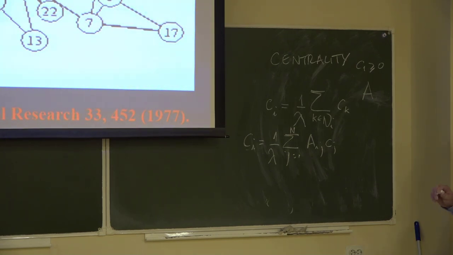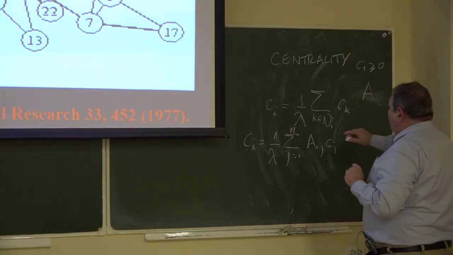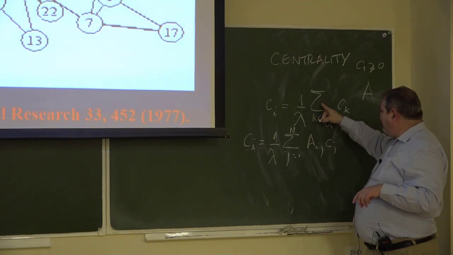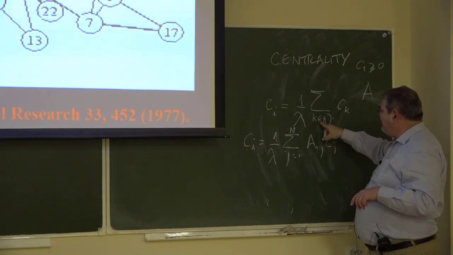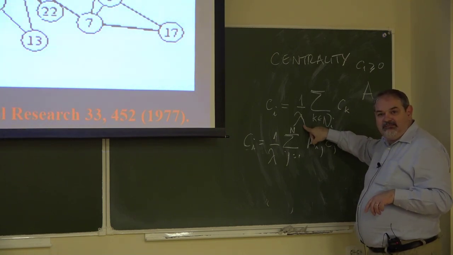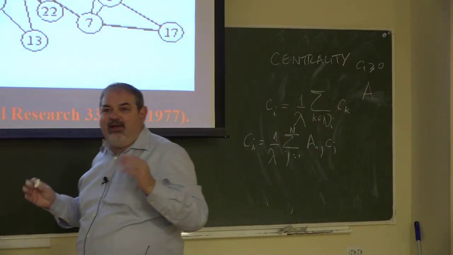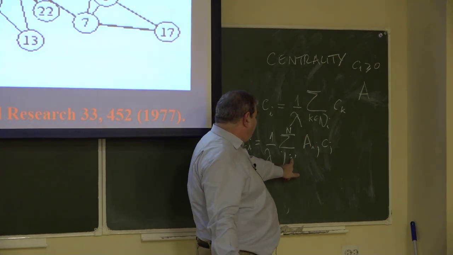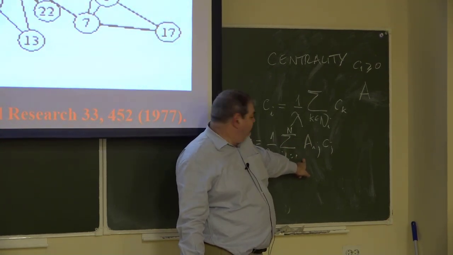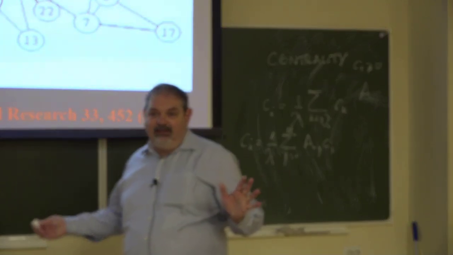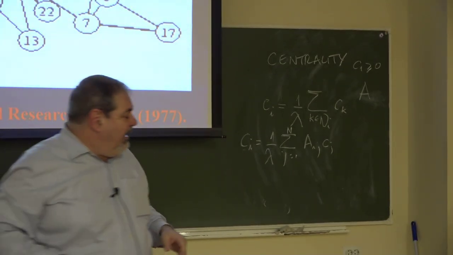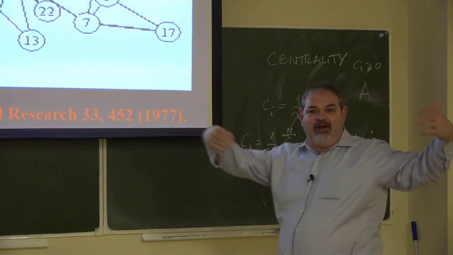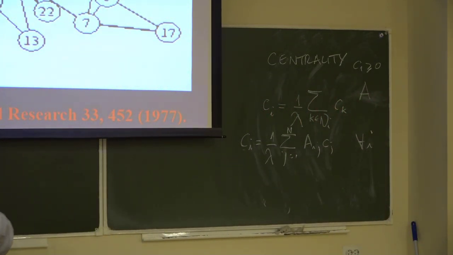Sorry, could you please again repeat what C_j is? So I define the centrality of node i as proportional to the sum of the centralities of the nodes k which are in the neighborhood of node i. The nodes k are the ones connected to i. So I can rewrite this as 1 over lambda, sum for j equal 1 to n, A_ij times C_j. Okay? A_ij is the matrix. And I have one such equation for each i. It's an iterative equation, okay? I have one equation for each i.